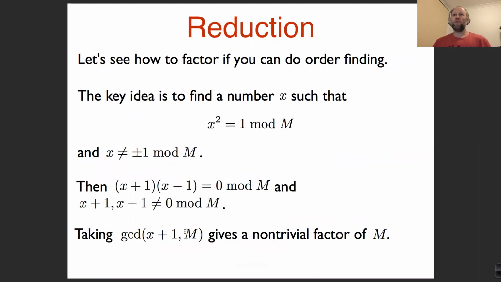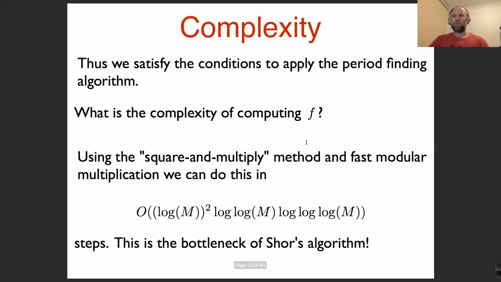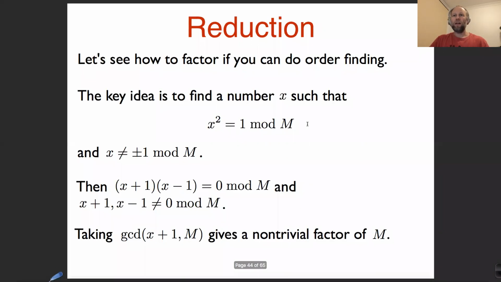Okay, good. So now we can use the quantum part of Shor's algorithm, what we saw in the last segment, to compute the period of f, to compute the order of some number x. Now let's see how, if you can do order finding, you can find a non-trivial factor of this integer m.